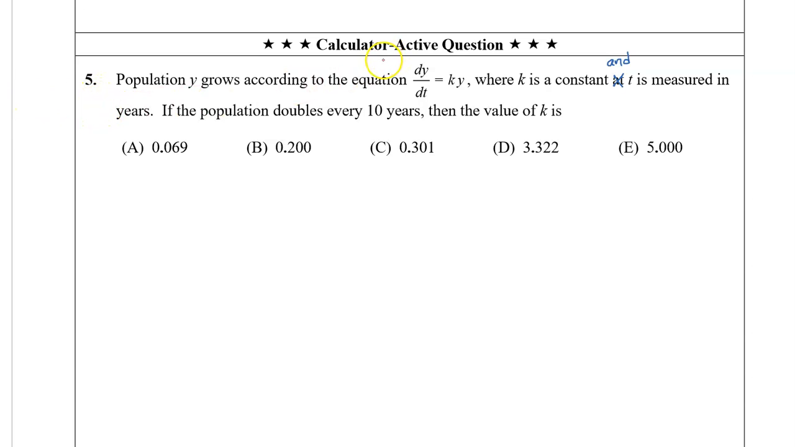Problem 5 is considered calculator active, so we will use our graphing calculator as needed. Population y grows according to the equation dy/dt equals ky, where k is a constant and t is measured in years. If the population doubles every 10 years, then the value of k is which of these?